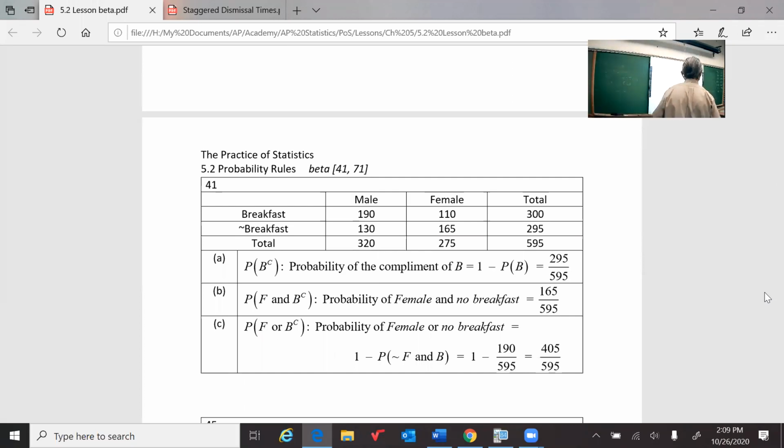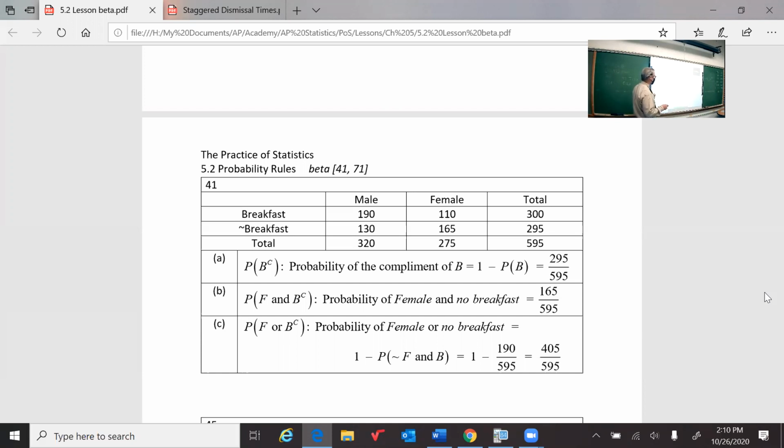Now, I wrote this tilde here. Tilde means not breakfast. The way the textbook writes it, I write not breakfast, they're writing breakfast with that C superscript as the complement. That's the information that was given. What's the probability of the complement? Not breakfast. So the sum of the not breakfast row is 295 out of 595.